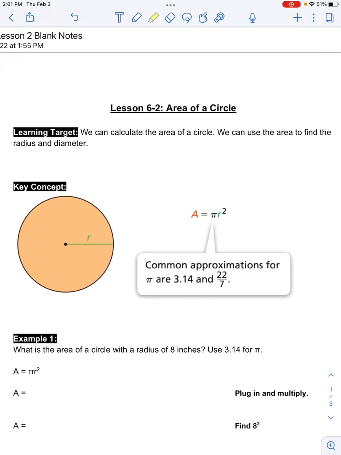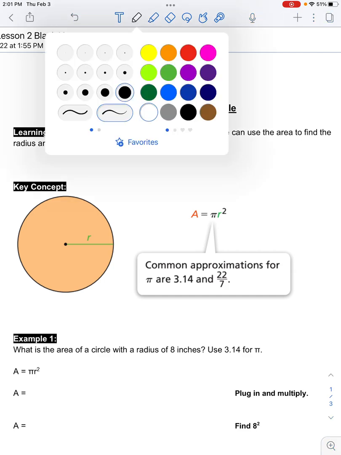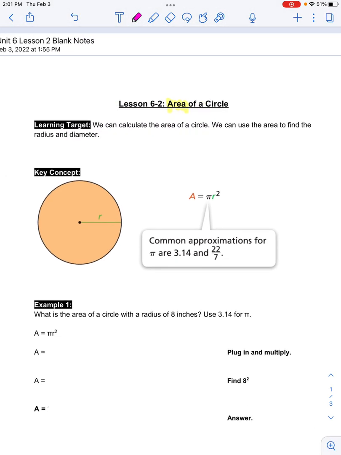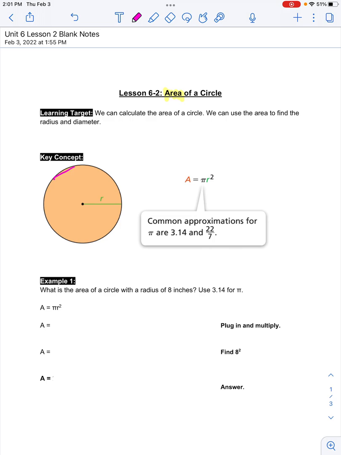All right, we're going to continue our work with circles, this time focusing on the area. So as I dig into this, the area, let's do a different color, is the inside space of the circle. So all of this stuff, this orange and pink, this is what we would consider the area. Again, we're going to use 3.14 for pi.